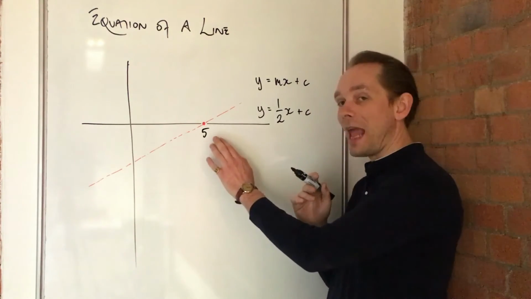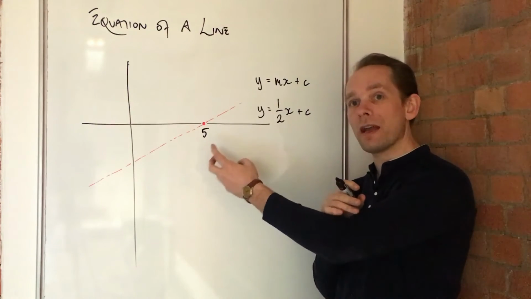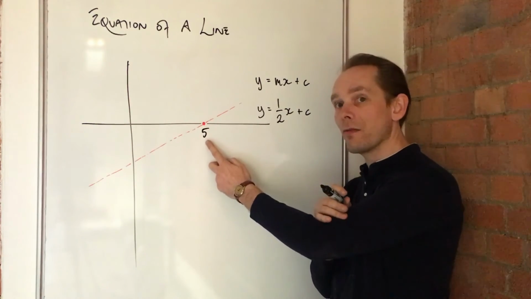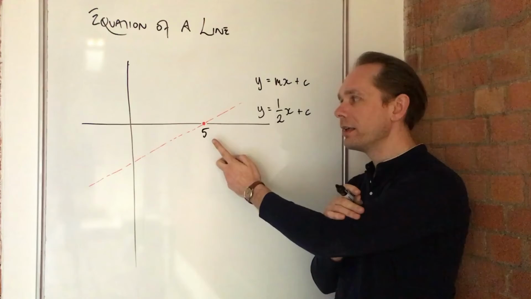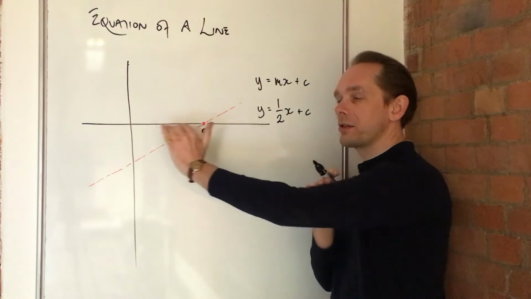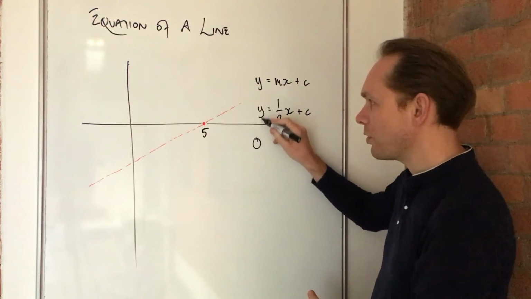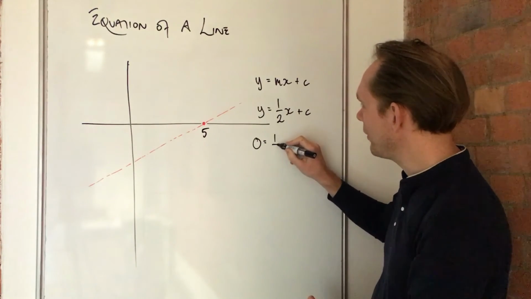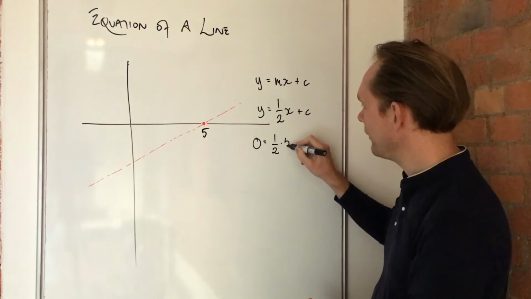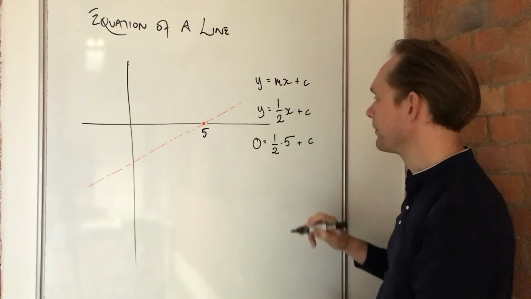Next, because we have a point, we can put in a value of x and y. Now this one, the x value is obviously 5. The y value, less obviously, is 0. It's on the x-axis, it's got no height. So we can now say 0, that's the y value, is 1/2 times 5 plus c.